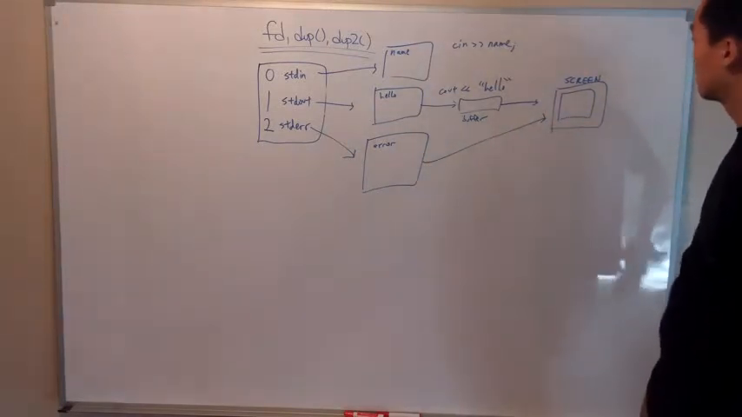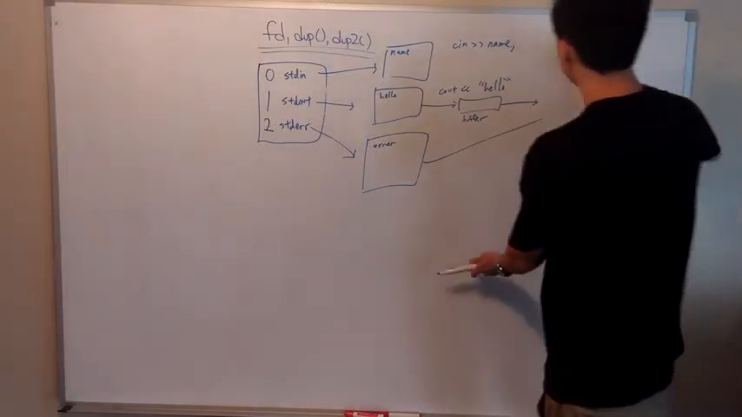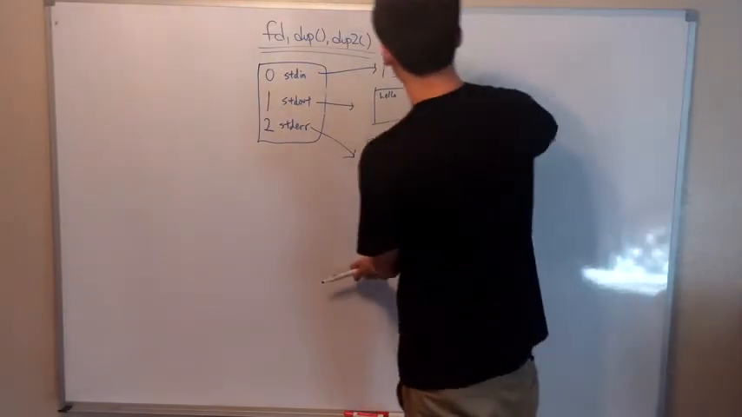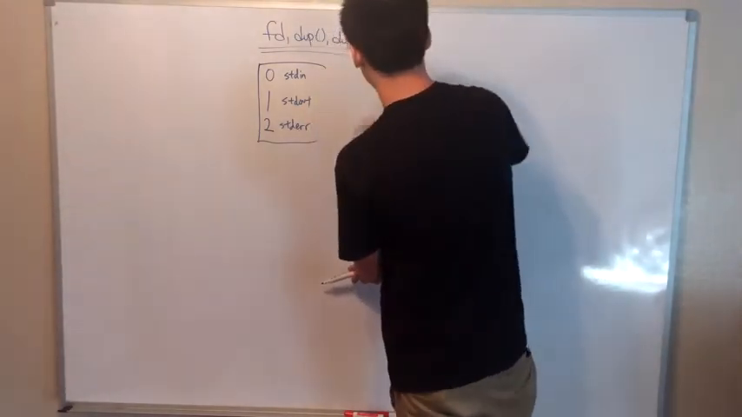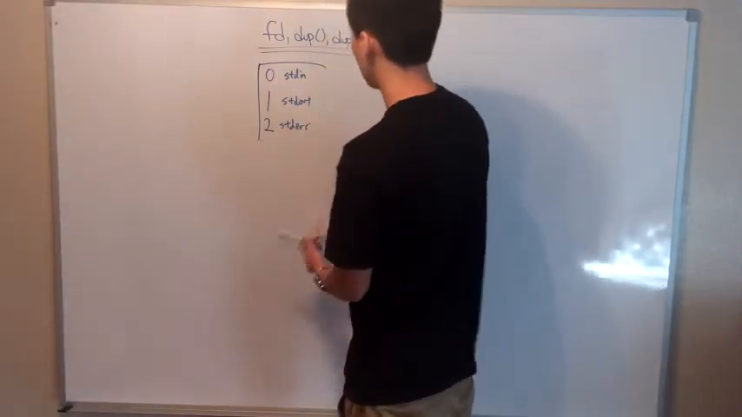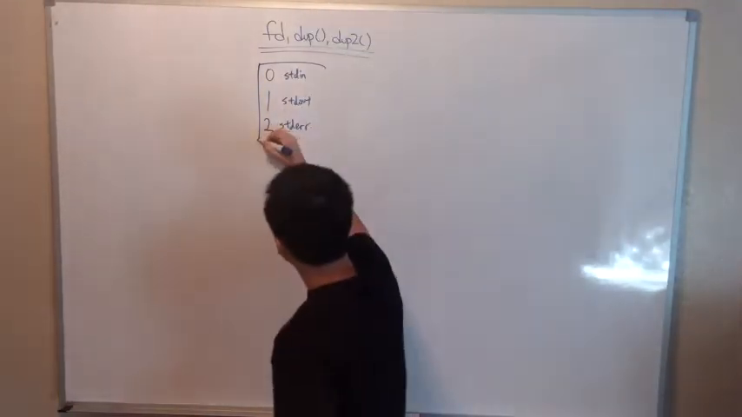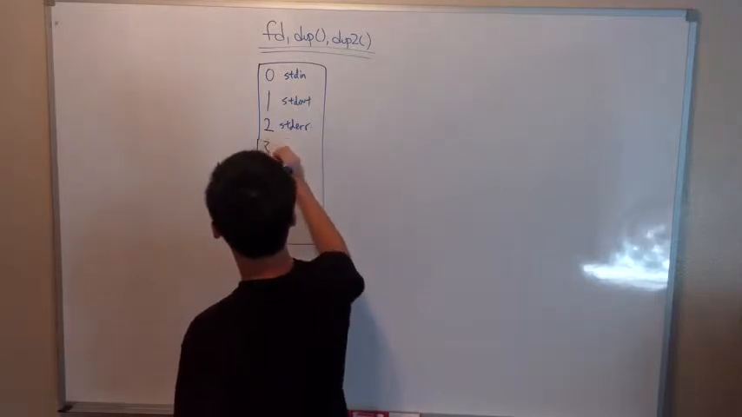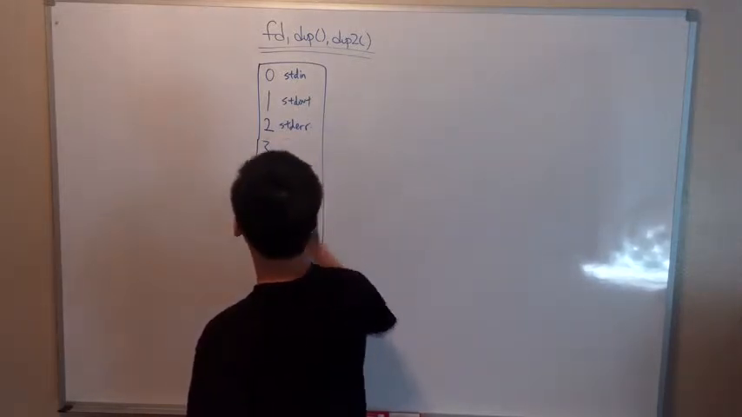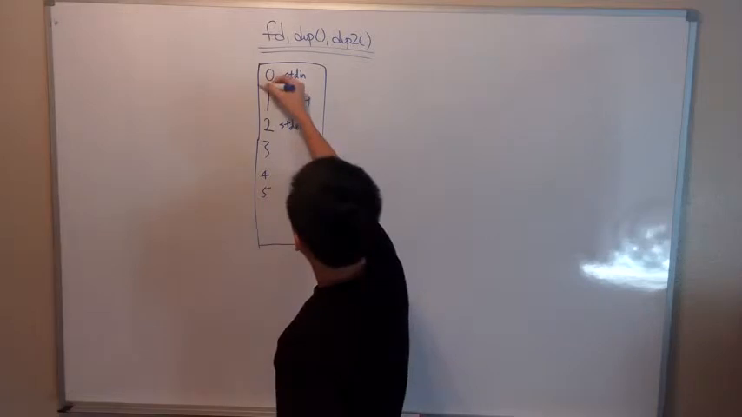Alright, on to dup and dup2. So, dup and dup2 are system calls that allow us to change these file descriptors. Let's say we have our standard file descriptors 0, 1, and 2 represented by this box, with more unused file descriptors 3, 4, 5, etc. Now imagine each file descriptor as a slot.